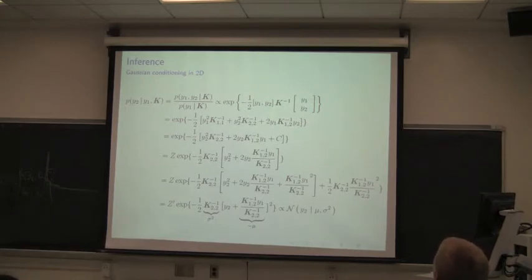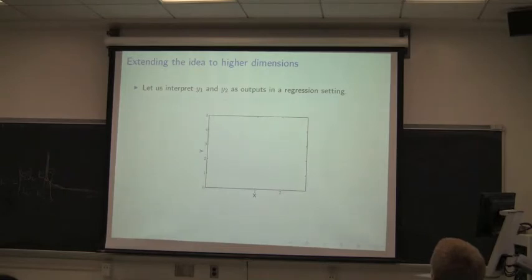So we now have a new distribution with a mean that is non-zero, something that depends on y1, and the variance. And that was not just a random two-dimensional Gaussian, but we actually want to use this for regression. So how can we use this for regression?